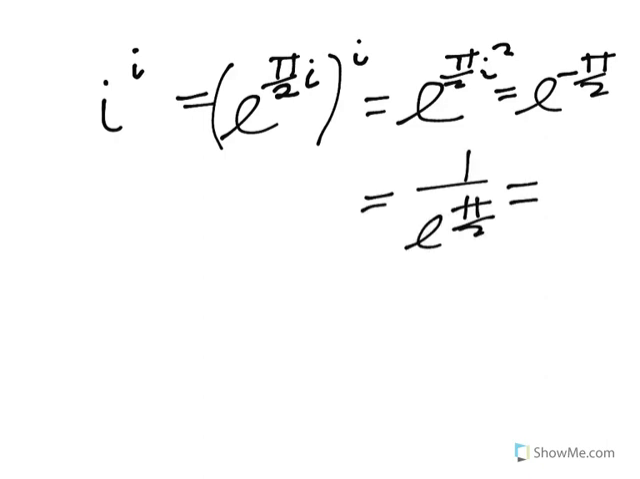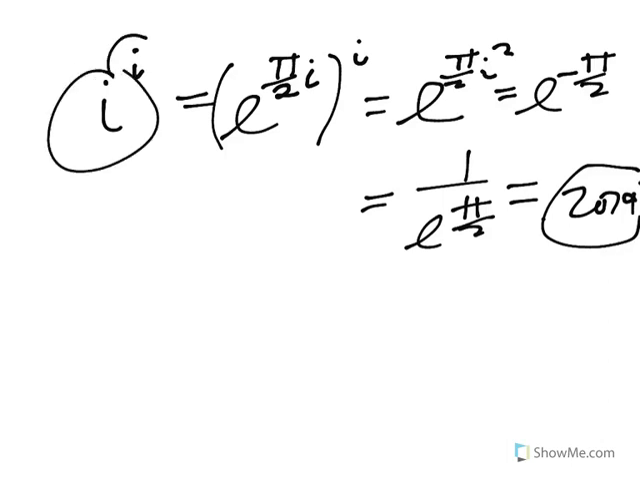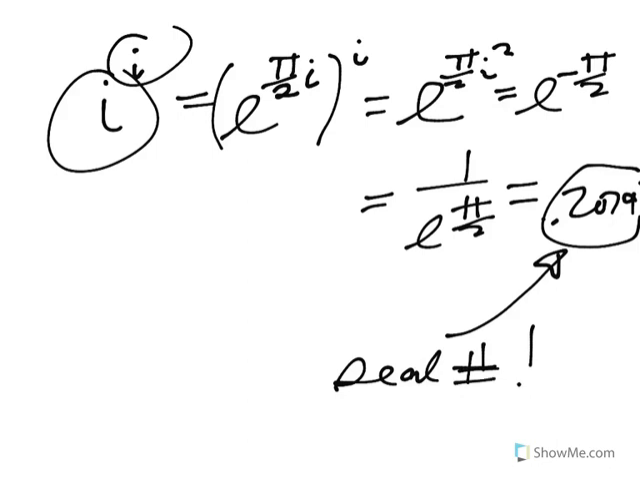Anyway, you could type that into the calculator, and you end up with about 0.2079, which is very surprising because I'm taking an imaginary number, raising it to an imaginary power, and I'm ending up with a purely real number. And that's what i to the i is, 0.2079 approximately. Well, that's going to do it for now.